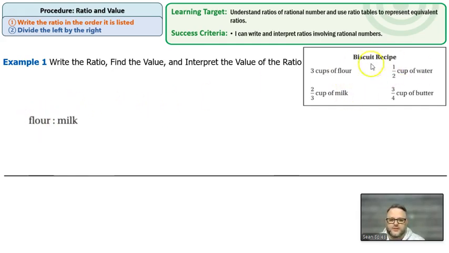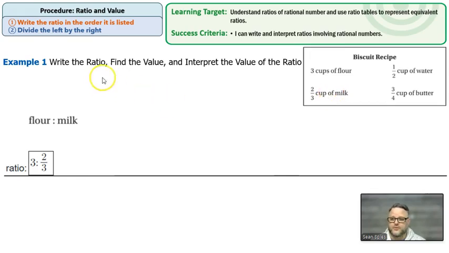Right now we've got a table on our right hand side, and our ratio is going to be flour to milk. The first item in our procedure is to write the ratio. It is listed, so we need to write flour colon milk. Well, in our table, flour is 3, milk is 2/3. So simply put, we just do a ratio of 3 colon 2/3.